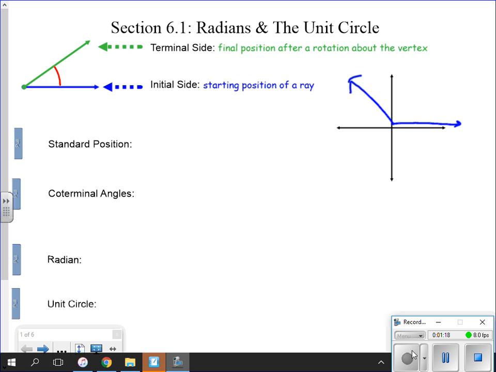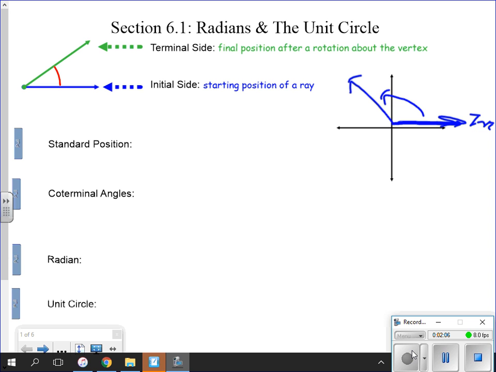The initial side is always that one. This is always the initial side here. The terminal side is the one that comes around there, and we always go in a counterclockwise direction to get to our terminal side. That's where we measure our angles. When you're doing geometry, your angles are always somewhere between 0 and 180 degrees. We can have angles of any size. You can have 1,000 degree angles. You can have angles that measure negatively. We'll get into that.